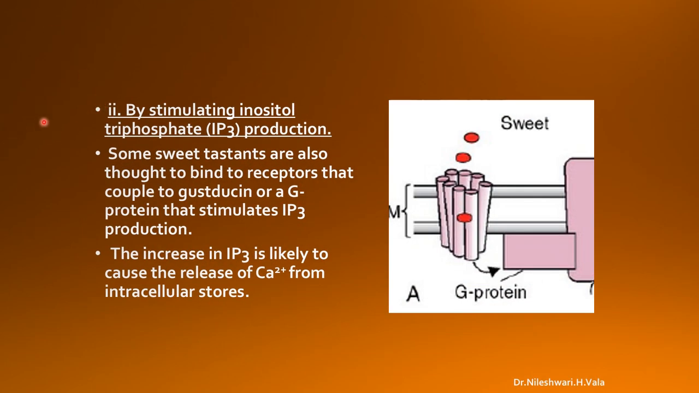Second mechanism is by stimulating inositol triphosphate production. Some sweet tastants are also thought to bind to receptors that couple to G protein, and that stimulates inositol triphosphate production. And this increase in inositol triphosphate causes the release of calcium from the intracellular stores.